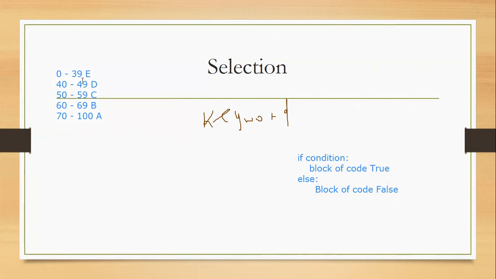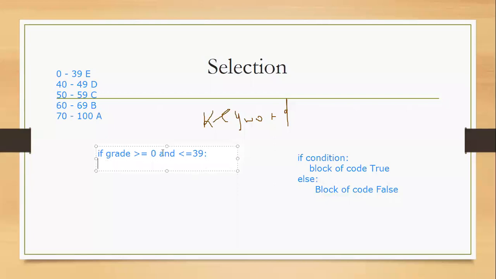So the first thing I'll do is to check if I'm out of E. So the first condition is that my grade is greater or equal to 0, right? Is greater or equal to 0 and is less or equal to 39. So that will be my first condition.